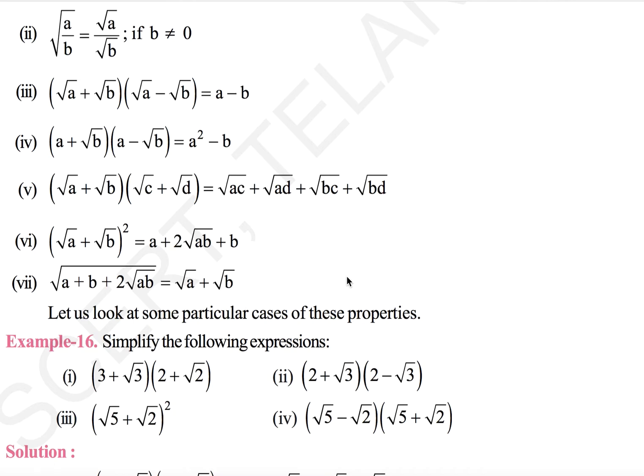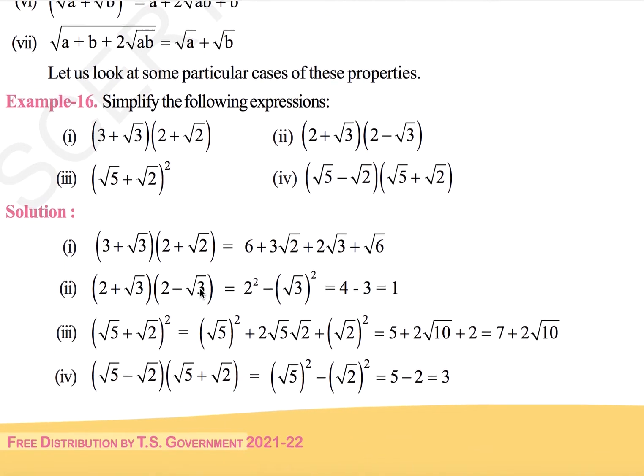Root a plus root b into root c plus root d equals root ac plus root ad plus root bc plus root bd. Root a plus root b whole square is a plus b plus 2 root ab. Root over a plus b plus 2 root ab is nothing but root a plus root b. Just apply square on both sides, you will get this one. Let us look at some particular cases of these properties.